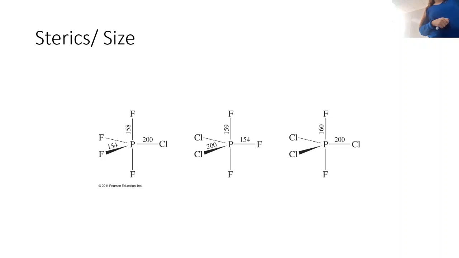So the equatorial position is 120 degrees away from it. And so that didn't affect it too much when we added 2 fluorines versus 1 fluorine. But for the axial position, it did push it just a slight bit longer. So the size does have an impact.